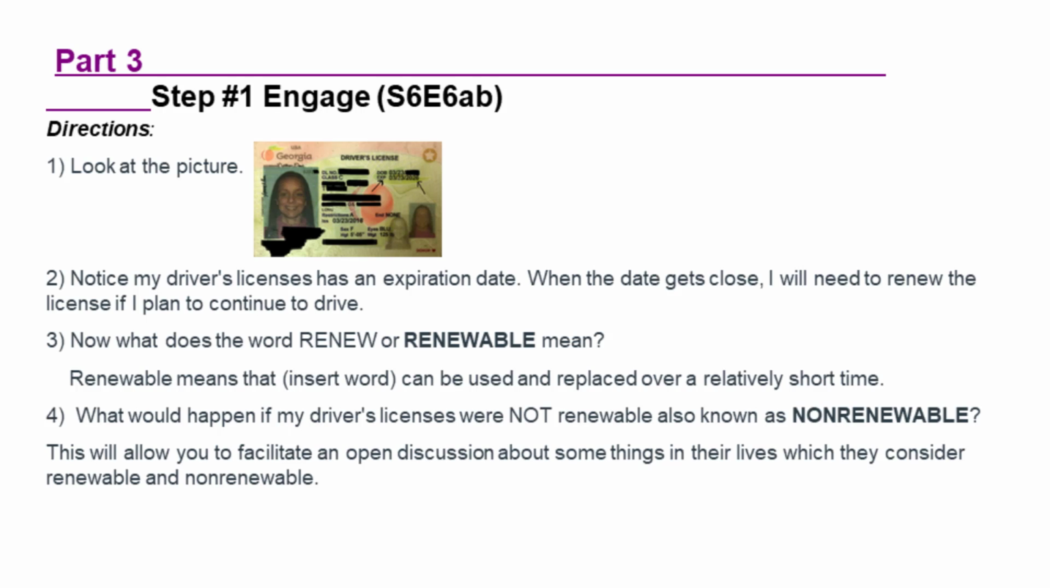All right, so part 3, this is another way to engage. If you noticed, I used a picture of my personal driver's license with a lot of the information redacted, as you can see, the black. And with this method, I am using my personal information to engage the student in the content, and then I'm asking them questions to bring them into the content. So when they look at my picture, they will notice my driver's license has an expiration date. So when the expiration date gets close, I need to renew this license if I plan to keep driving.